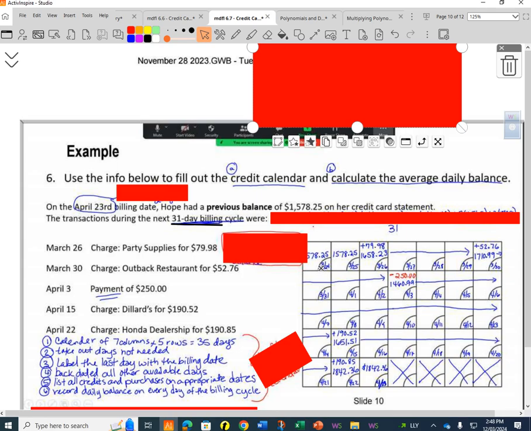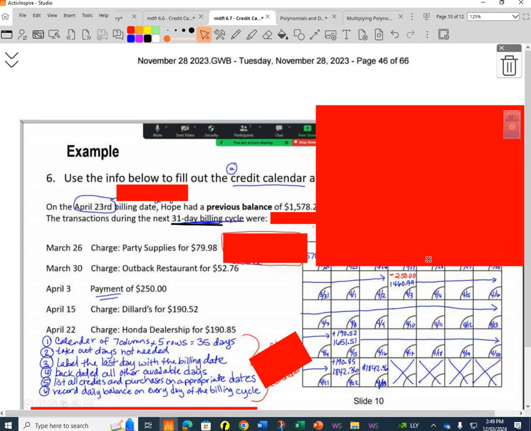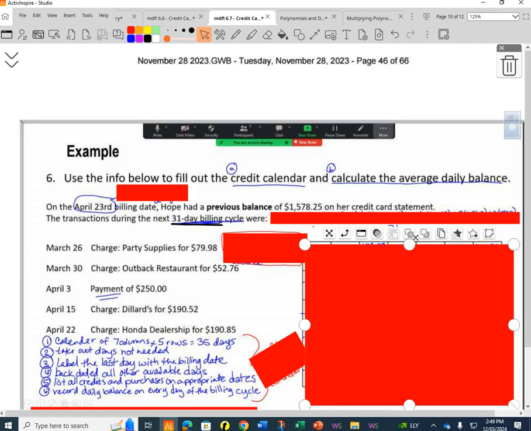It's kind of hard to read, but you can see that is April 23rd, and you're going to go backwards and label all the days in this little arc. So April 23rd, April 22nd, April 21st, you're going to go all the way back. You have to have 31 days. So the first day of the billing cycle would be March 21st. These are the days we're not going to use, but they are X'd out.